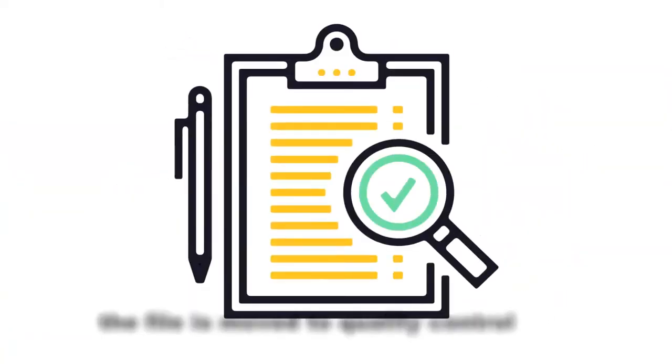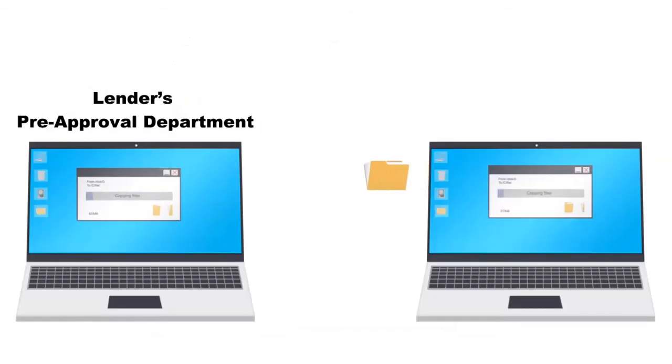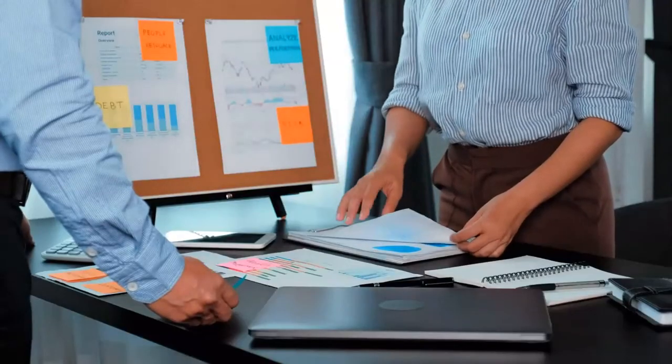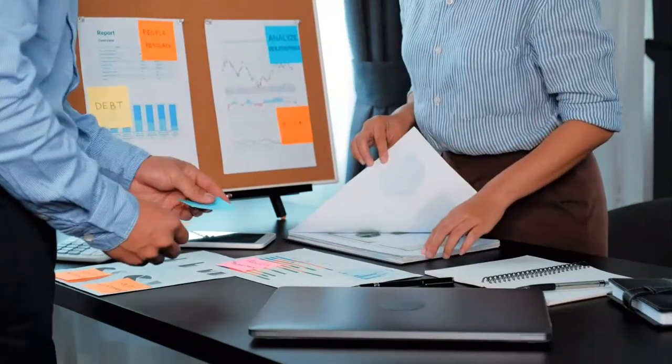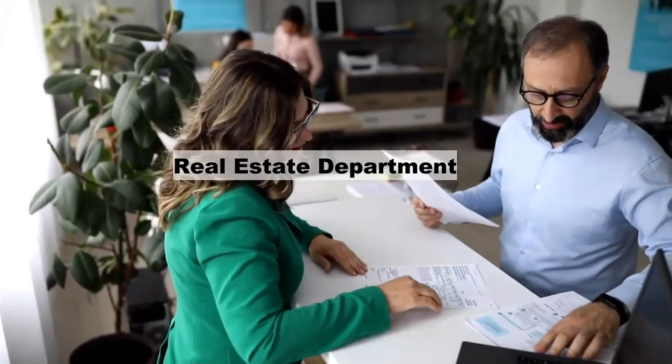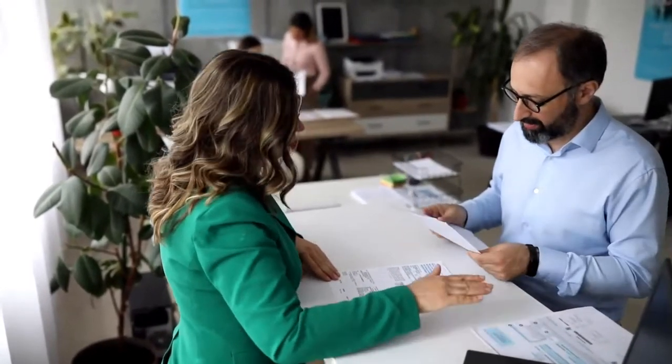Next, the file is moved to Quality Control for review before the file is moved to the lender's pre-approval department, where the file is then assigned to a mortgage loan officer who reviews the loan application and pulls their credit report. Once the mortgage loan officer issues a loan pre-approval, the file is then moved to the real estate department, where the file is then assigned to one of our preferred realtors.